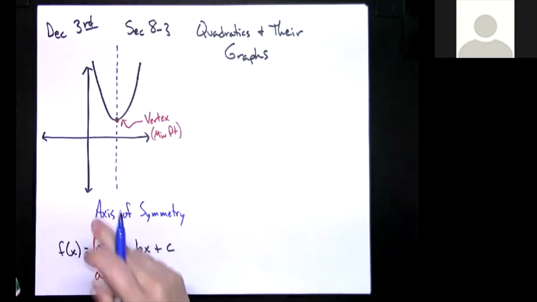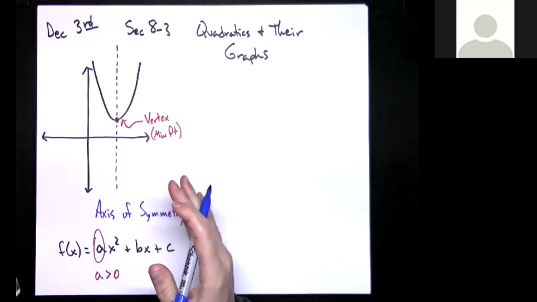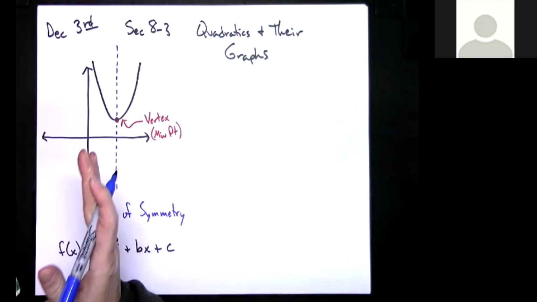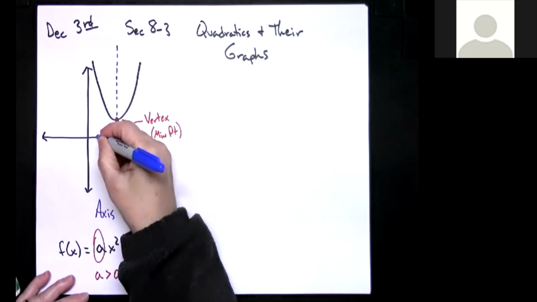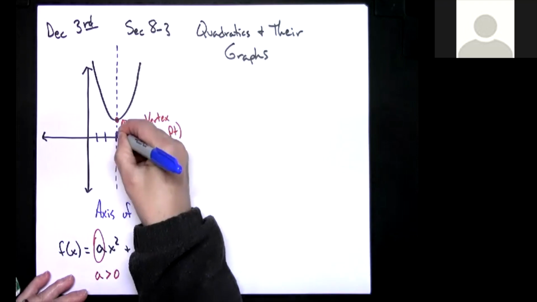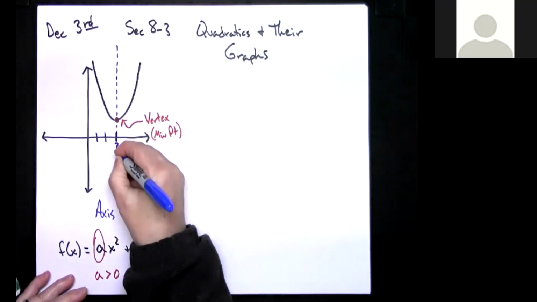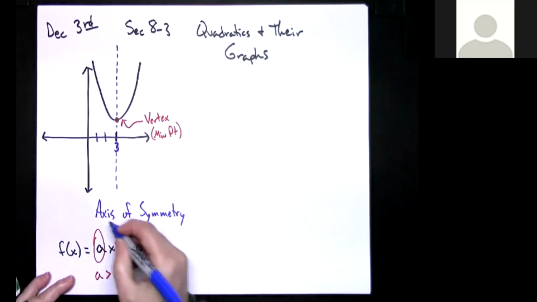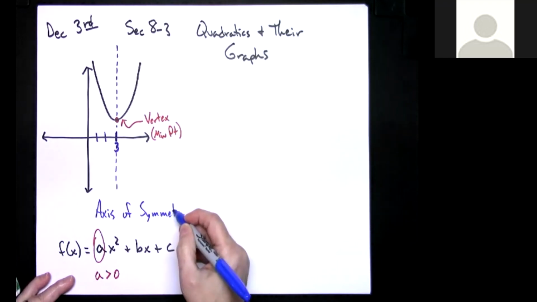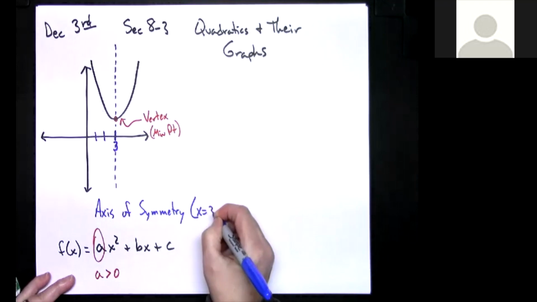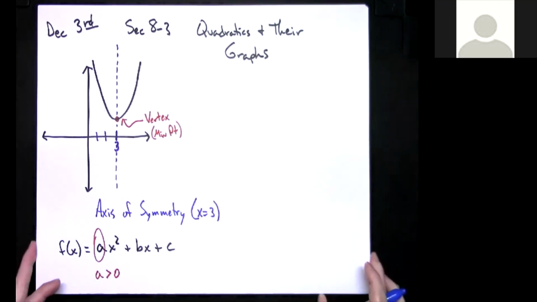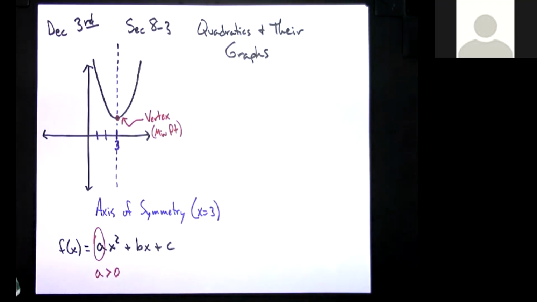Now let's go over this. This is, in a way, just like our vertical asymptotes, in the sense that I can write the equation of that axis of symmetry. It is an up and down line. Let's say that it was going through 3. If that was going through 3, then the equation for the axis of symmetry would be x = 3, because it's the equation of a vertical line.